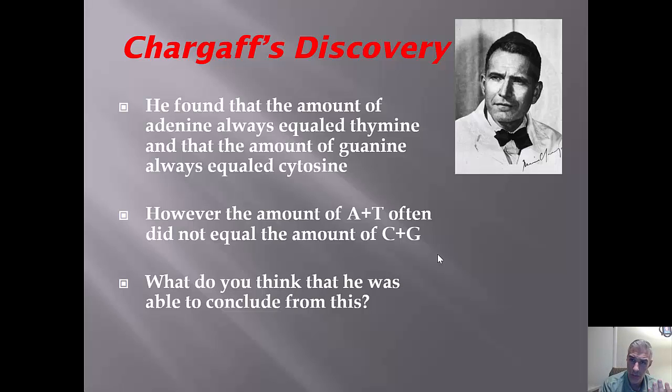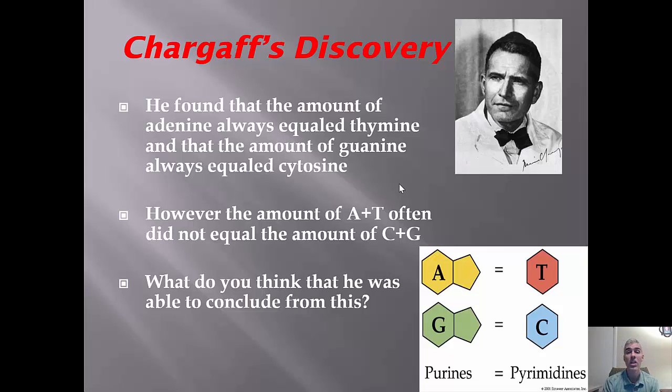So what did he conclude from this? Well, if you remember back from freshman year, when you learned about DNA, A pairs with T in DNA, and G pairs with C. So they're always going to be in equal amounts with each other. A with T, G with C, right? So he kind of came up with the base pairing rules, but he didn't know that that was the case. But his discovery was still important for determining that.